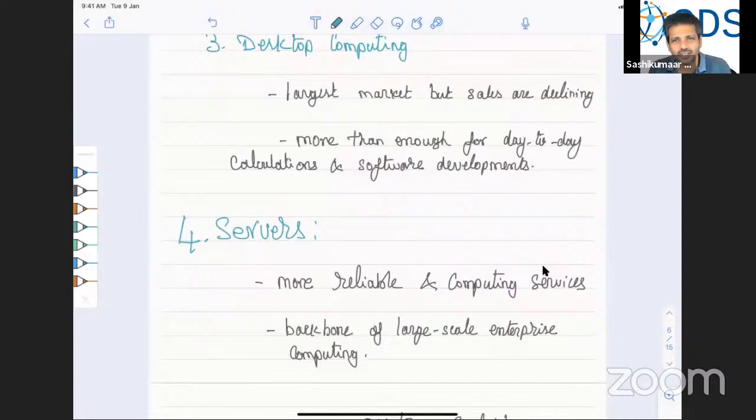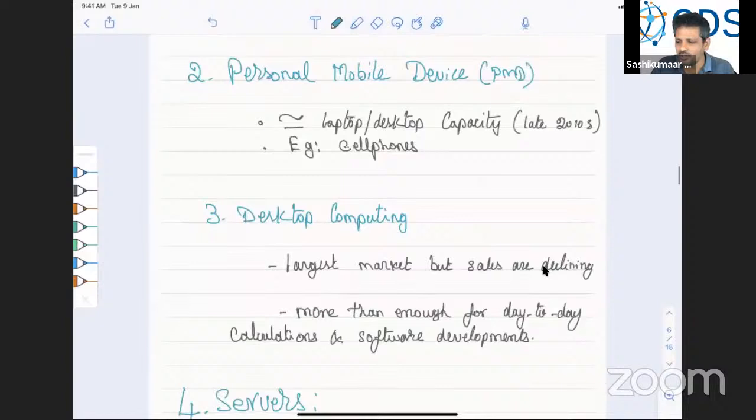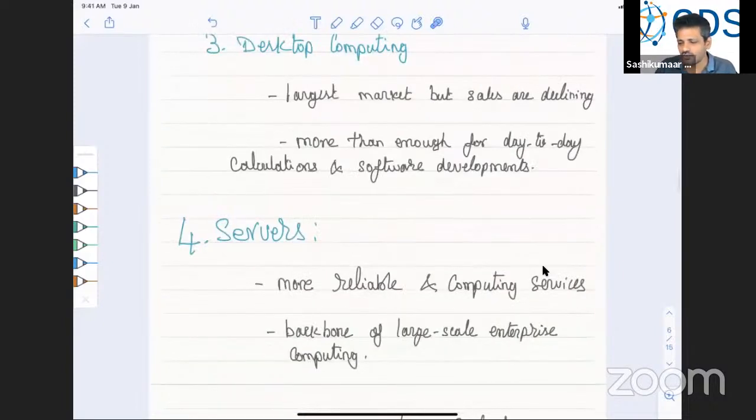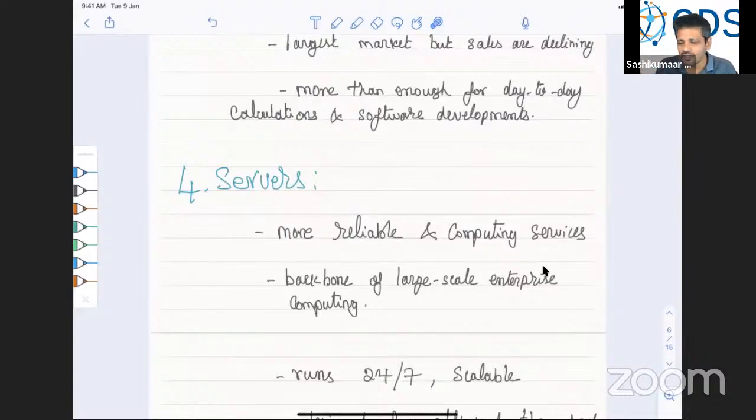But what is reported is that the sales are declining, which means that probably people are switching to the personal mobile device. I would say this is the culprit taking the market. For example, nowadays, instead of buying a desktop computer, I prefer a high-end laptop so that I can use it in both ways. That's the reason. But still, desktop is the largest one. When you talk about scientific computing, the most important component is the servers.